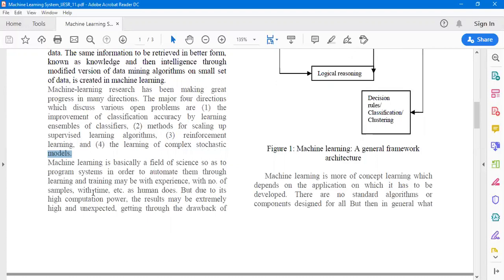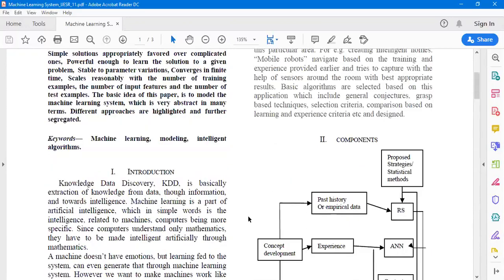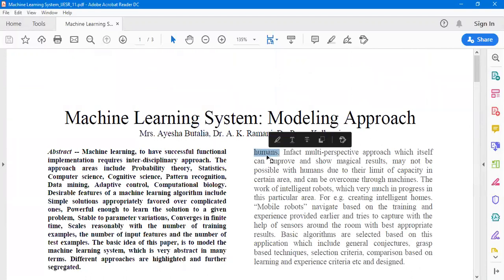Okay, so machine learning is basically a field of science as to program systems in order to automate them through learning and training, maybe with experience, with number of samples, with time, etc., as humans do, but due to its high computational power, the results may be extremely high and unexpected, getting through the drawback which humans have. So the main point to highlight here is when experience comes, then reinforcement learning comes into the picture majorly.